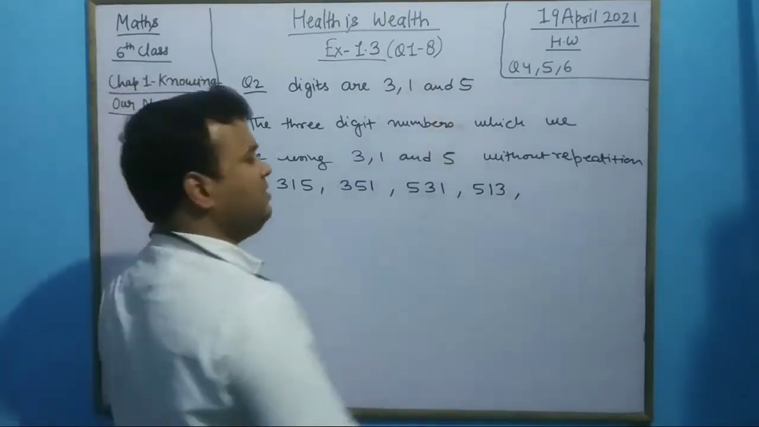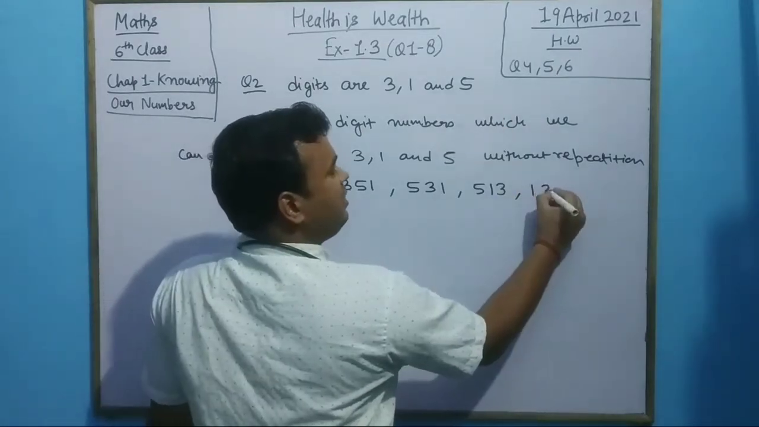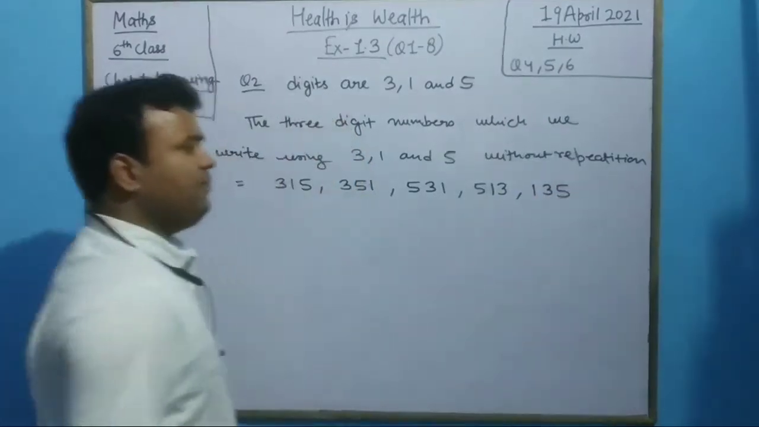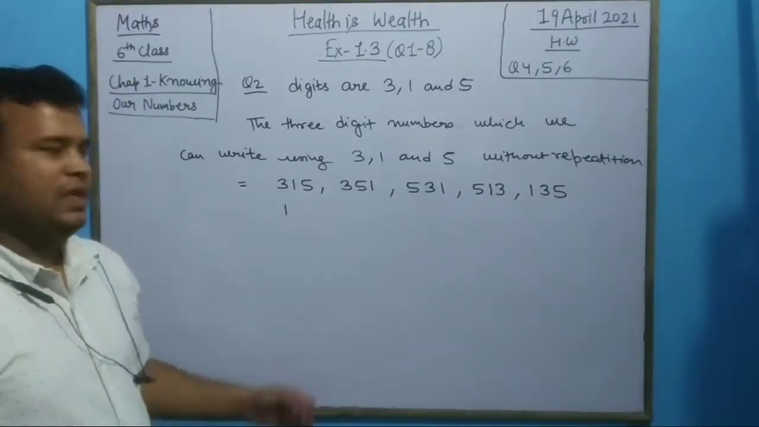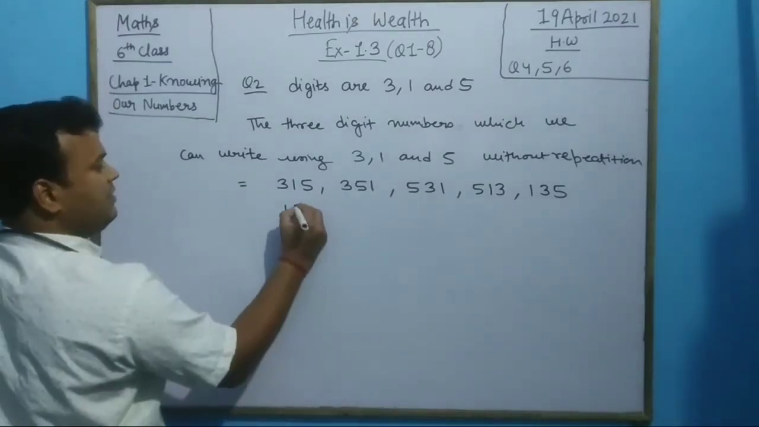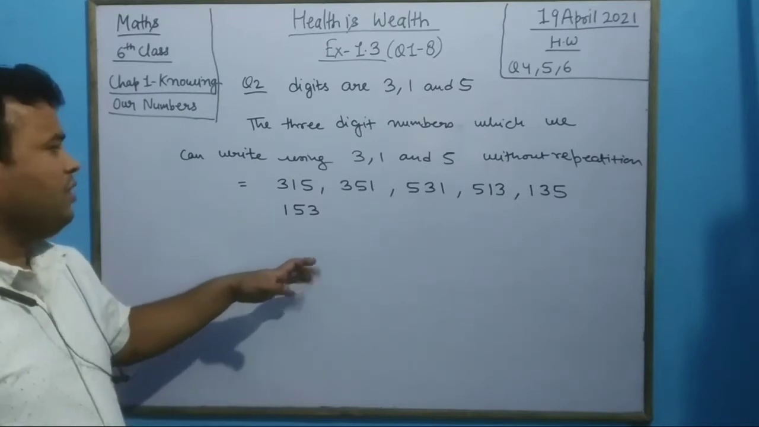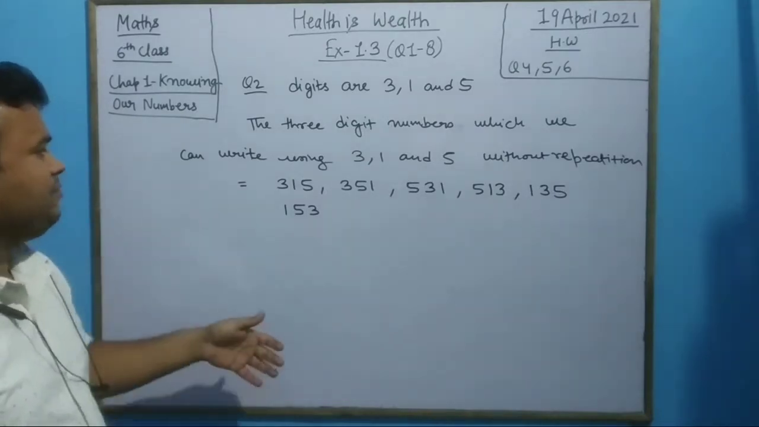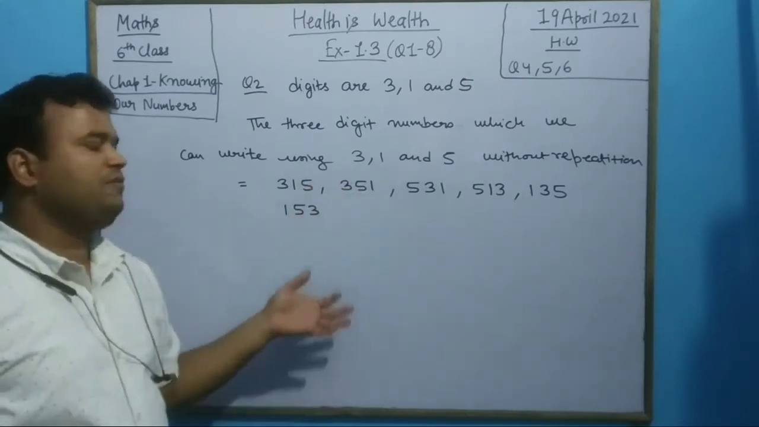Again, what we need to do? Hold 1 at the 100th place, 1. Now again there are 2 digits left. Let us place them, 135. Again, hold 1 at the 100 place. Keep it at that and interchange the rest of the digits. This is 153. Okay, now what is left? There is no number which is left. These are the possible numbers which we can write without repetition.